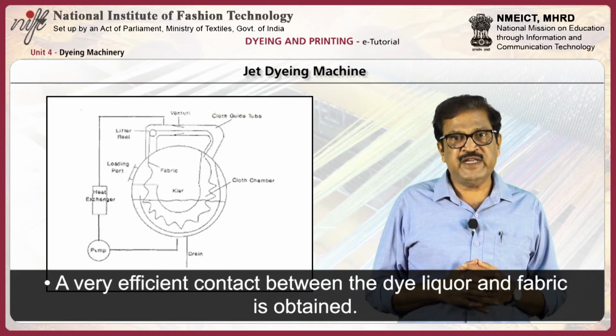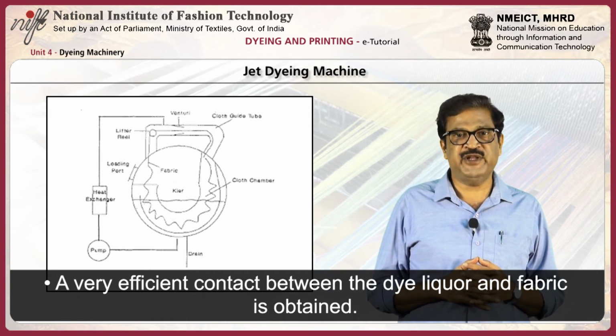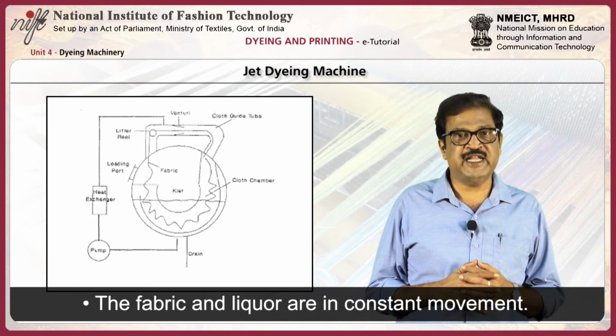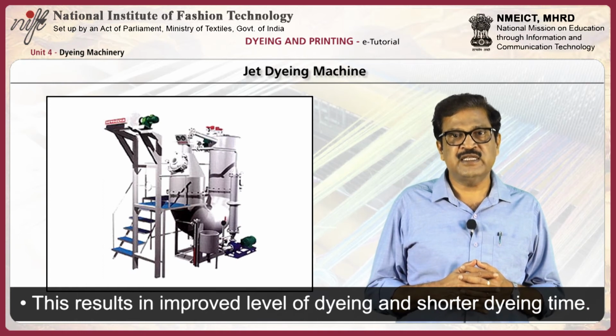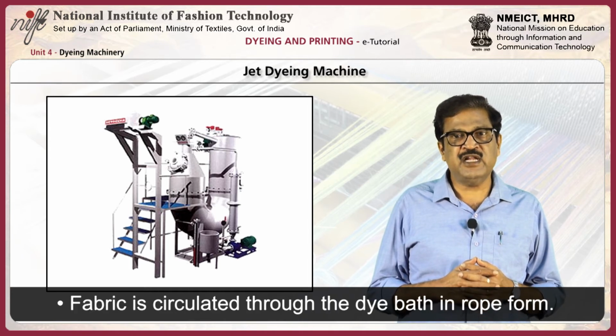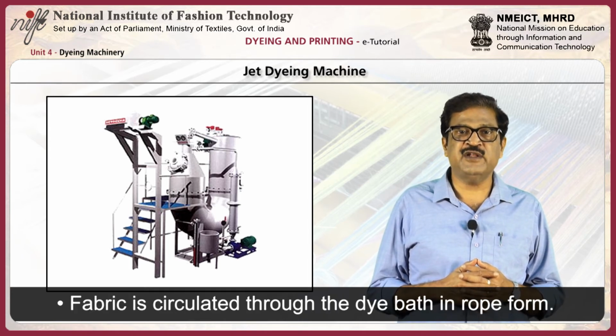Jet dyeing machine provides very efficient contact between the dye liquor and fabric. Both the fabric and liquor are in constant motion during the process of dyeing. This results in an improved level of dyeing with shorter dyeing time. The fabric is circulated through the dye bath in rope form.